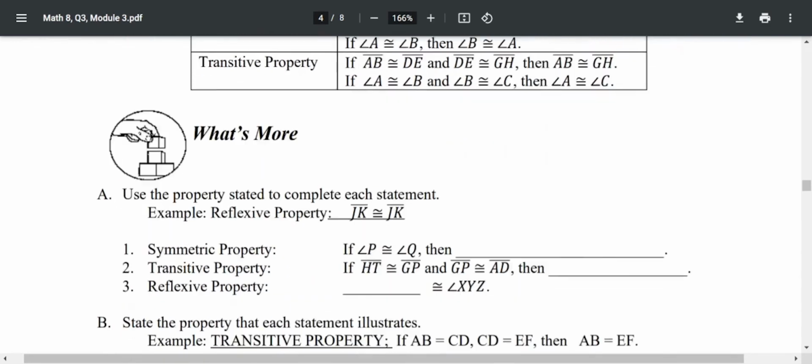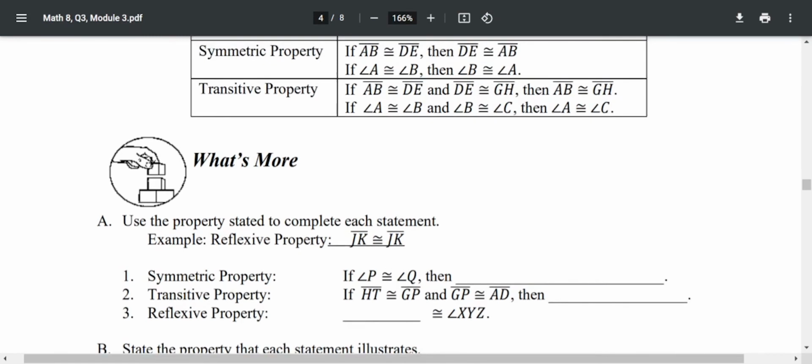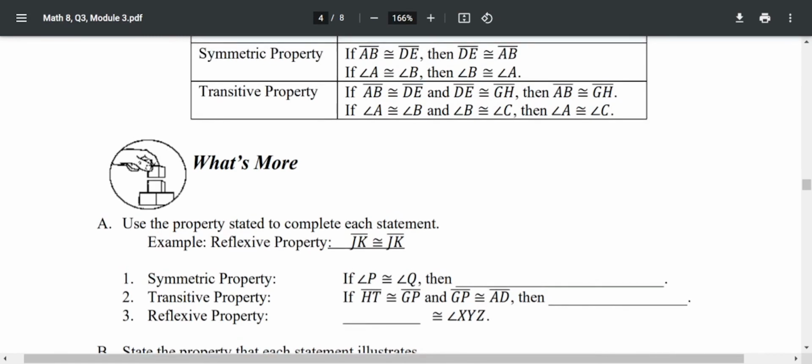So you have here your practice activities. So na example, reflexive property. Diba, reflexive property is being congruent to itself. So side GK is congruent to side GK. And then symmetric property. Ang sa ganang symmetric property, murag balihon. So if angle P is congruent to angle Q, then angle Q is of course congruent to angle P.